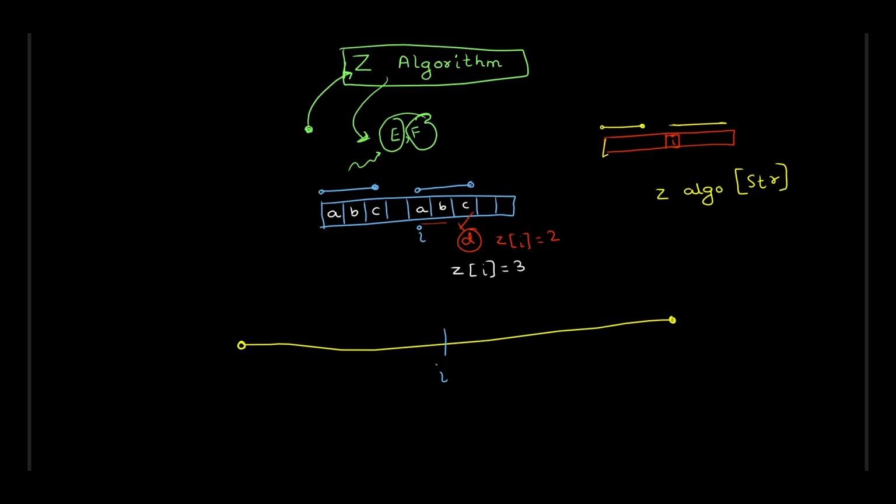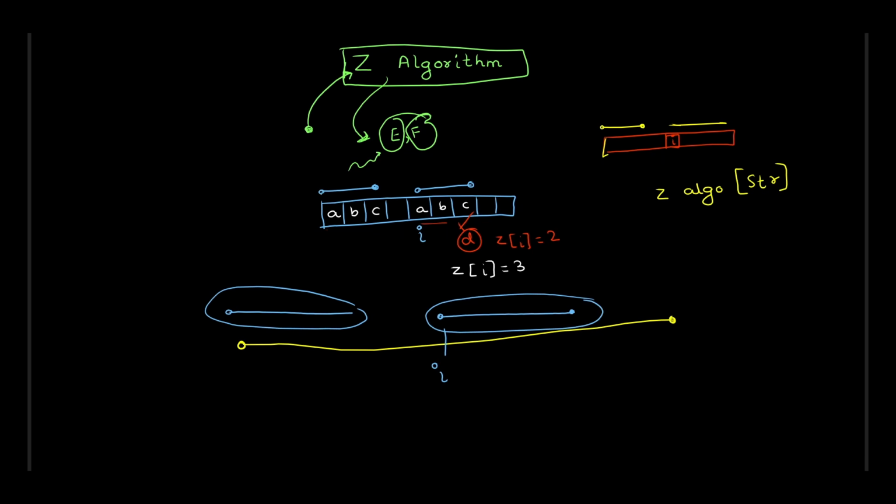you are standing at index I over here, then it means what is the longest prefix that starts from I, like what is the longest substring that starts from I and is still a prefix of the original string. So this segment and this segment should match. So now you can already see that we can compute whether this substring I to j is a prefix of the original string.